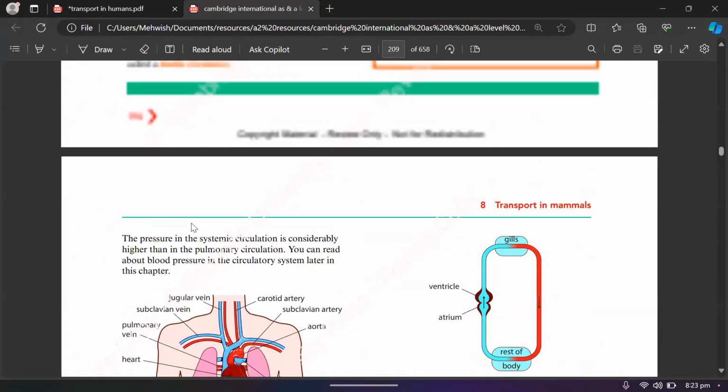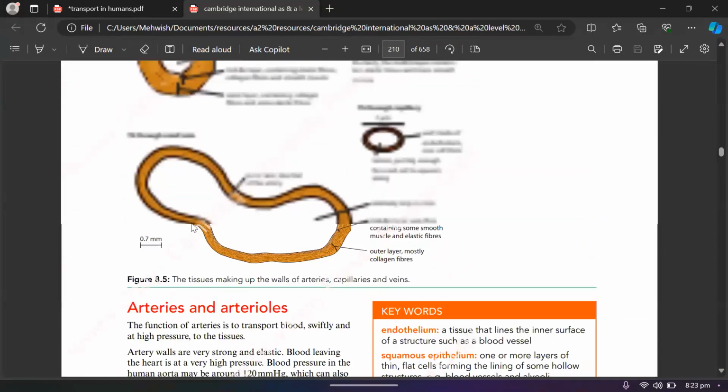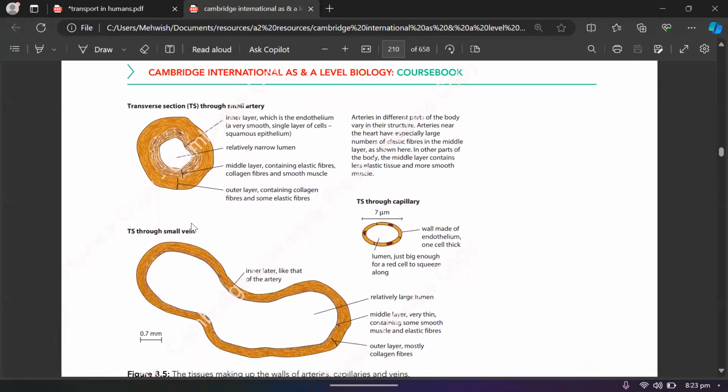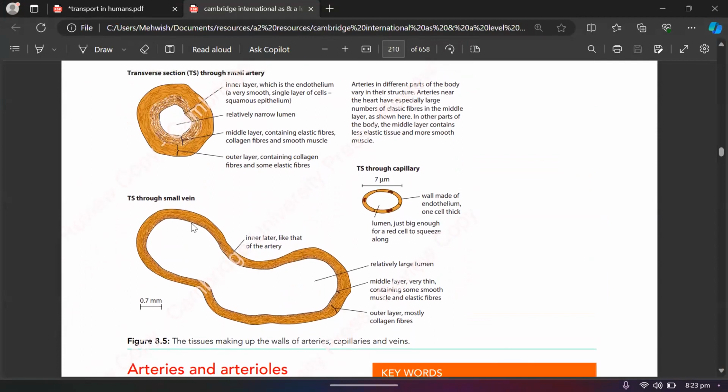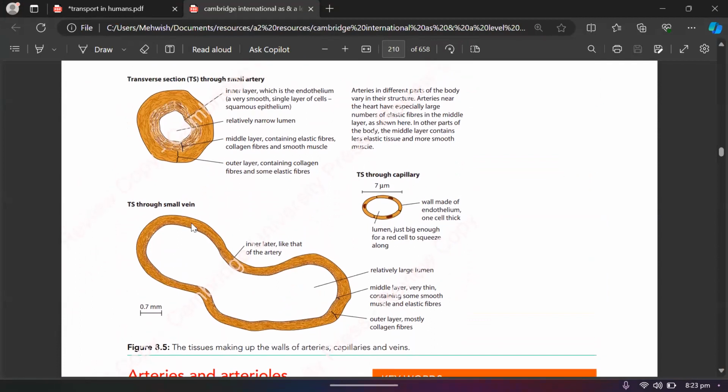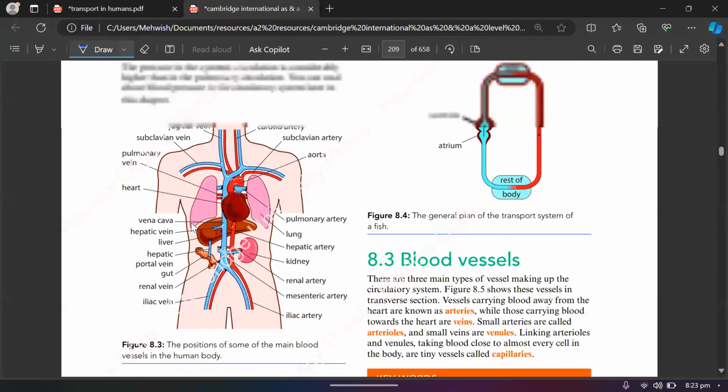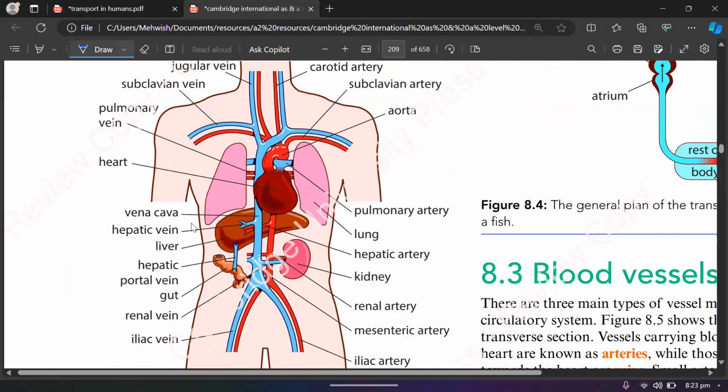So these are the different micrographs, or you can say the diagrams, that show you the walls present, or you can say the structure of an artery, vein, and capillary. This is an artery, this is a vein, and this is a capillary, right? और मैंने ये कल आपके साथ सारा discuss किया था in detail. Now I'm going back to this diagram.